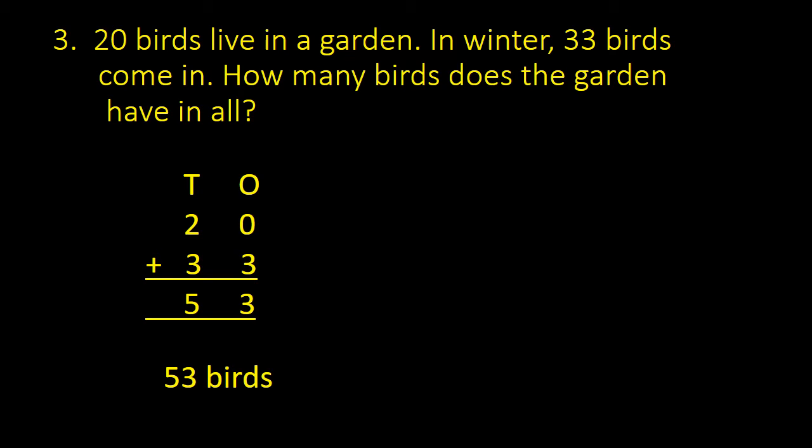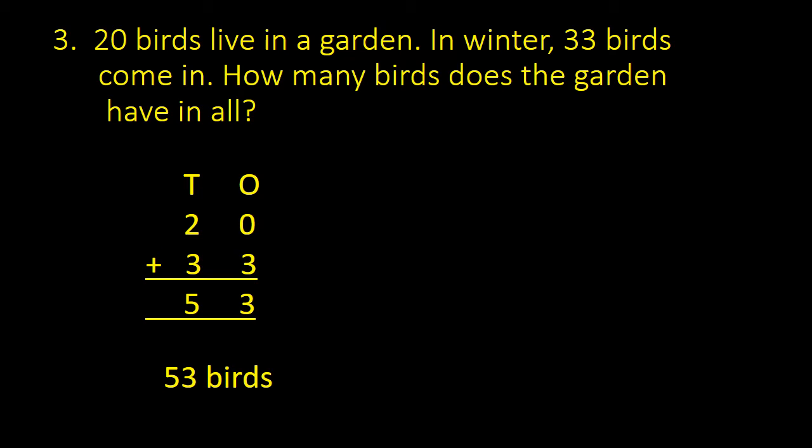So children, first we write ones and tens and then put the same value number below that. Means in 20, 0 is in ones place and 2 is in tens place. And the other number 33, 3 is in ones place and 3 is in tens place.